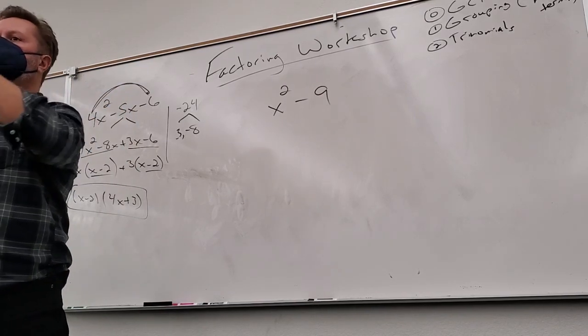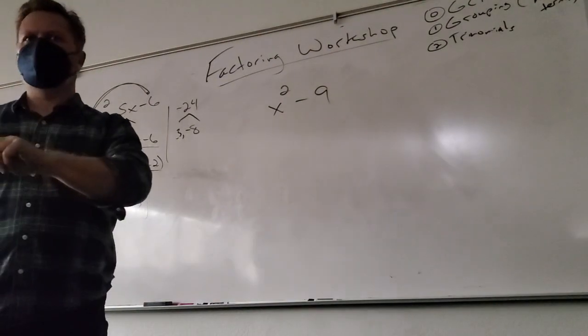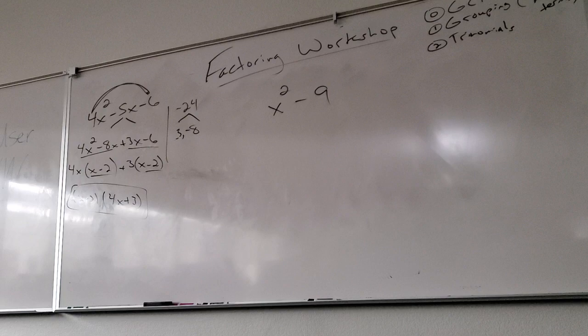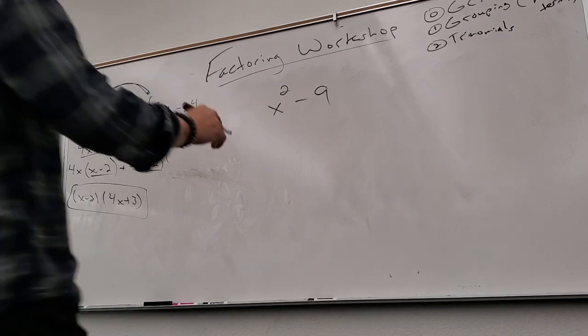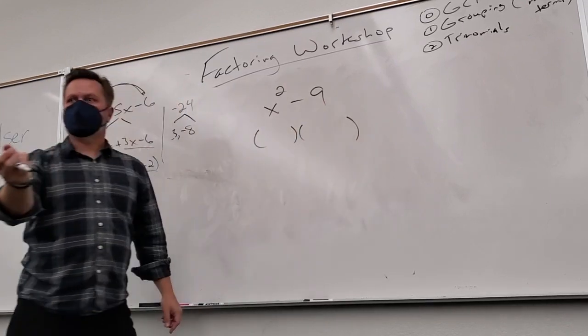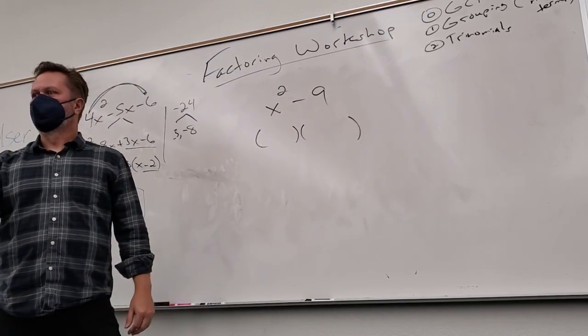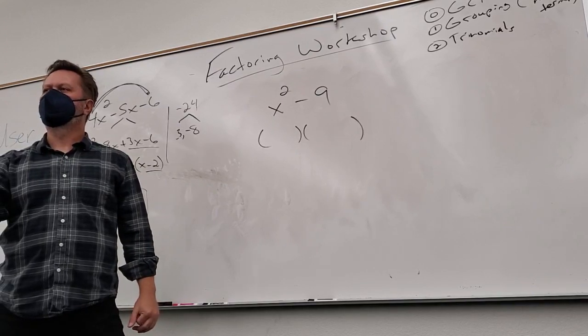But can somebody tell me, if there's a missing middle term, what must it be? 1? No, because then it would just have a plus 1 in the middle. If something's missing, what must it be? 0. So I need 2 numbers that multiply to negative 9 and add to be 0. Oh, 3 and negative 3.